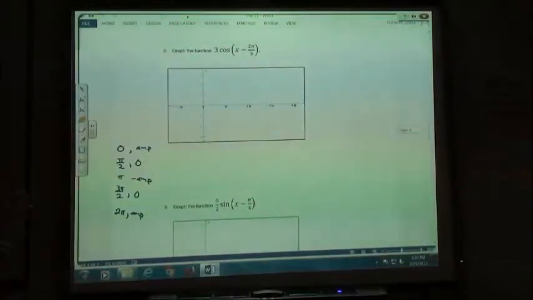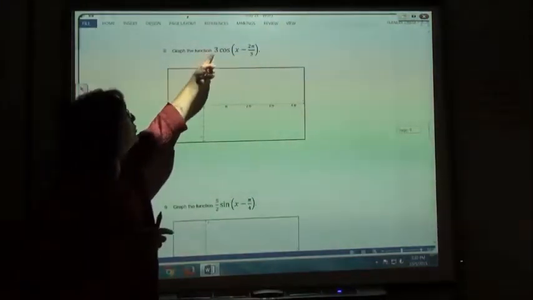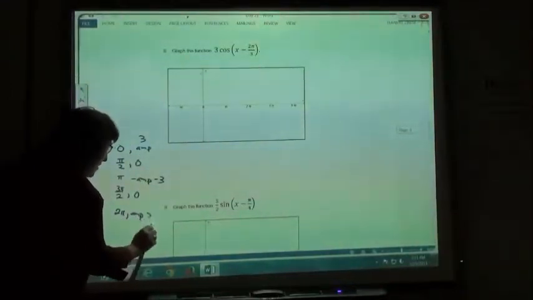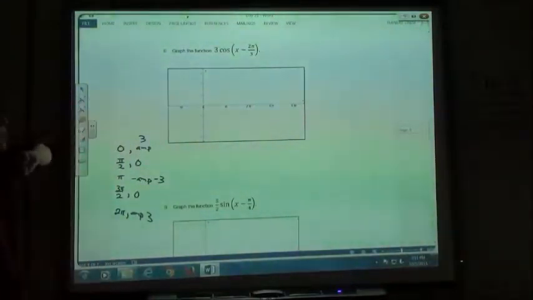So we want to do the same kind of thing. Here my amplitude is going to be 3. So I'm going to have 3, negative 3, and 3. I've got to figure out my shift.